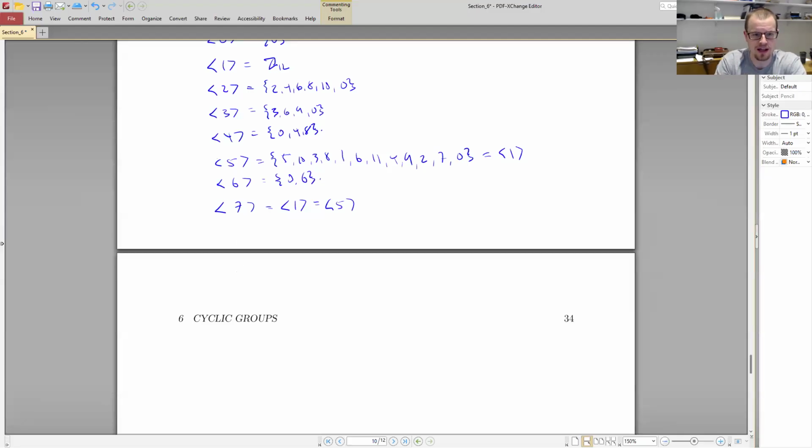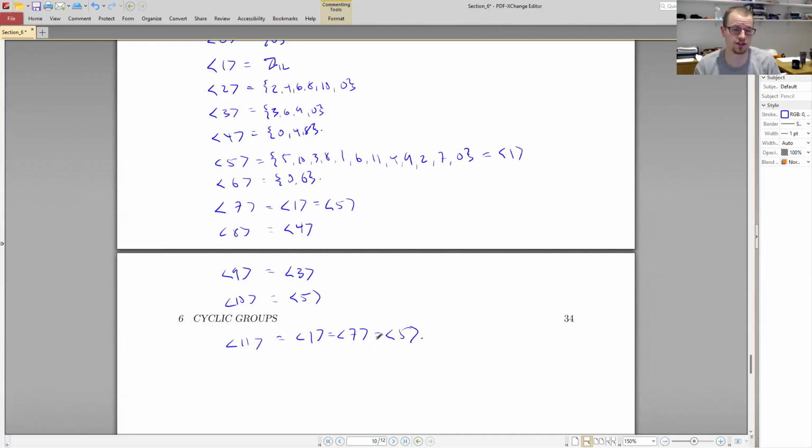Now when we get to 8, the greatest common divisor here is 4. So it's going to generate the same thing as 4. For 9, the greatest common divisor is 3. So it's going to generate the same thing as 3. For 10, the greatest common divisor is 5, so it's going to generate the same thing as 5. For 11, that's relatively prime to 12, so that is going to generate everything. Same thing as 1, 7, and 5.